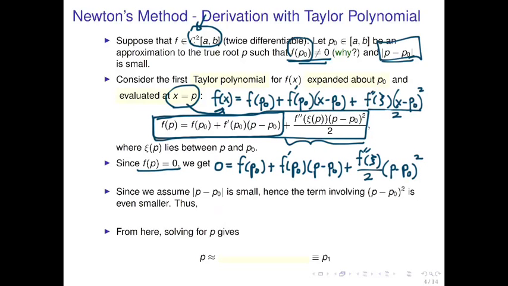We can further reduce this expression by assuming that the difference between p and our initial estimate p sub 0 is small. Now we want this to be as small as possible. That's why we want to choose an initial estimate that's close to the desired root. If we do that, then the term involving p minus p sub 0 squared is even smaller, so small that it's so close to 0. Therefore, we can assume that this term right here actually goes to 0.